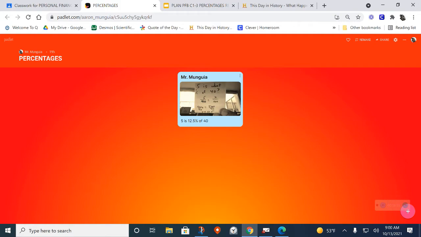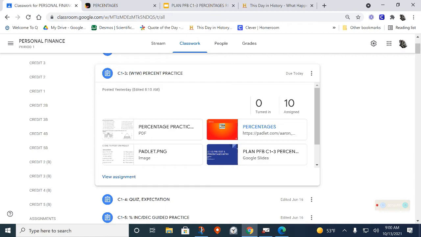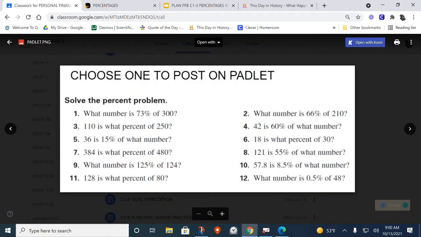For me, 5 is 12.5% of 40. If you're dealing with cash, round to the nearest second decimal, and not just the nearest first decimal. You can ask me if you forgot how to do that. So right now you're gonna pick one, go right here to Padlet, choose any one of these problems you wanna do on your own, and then you're gonna post a picture to it.